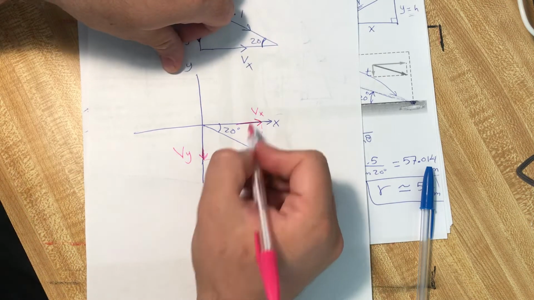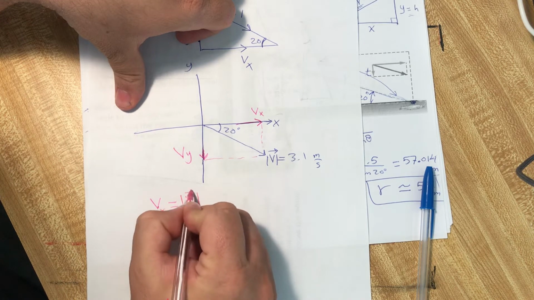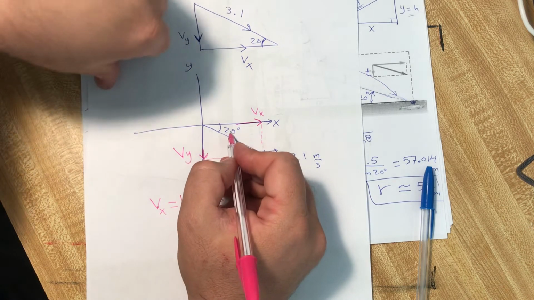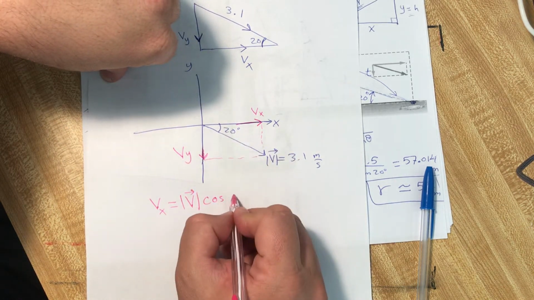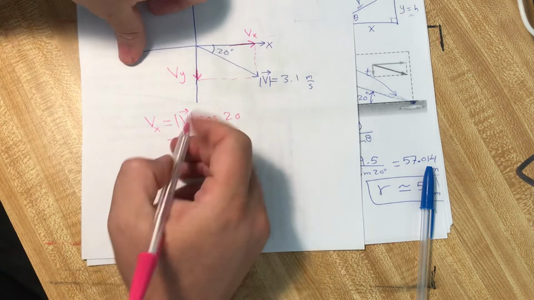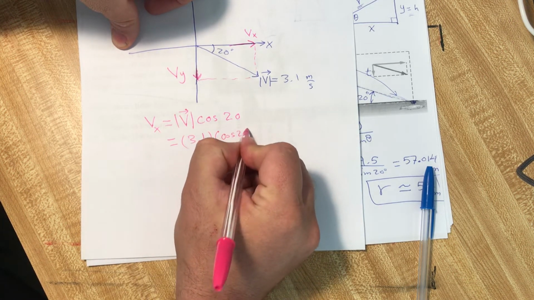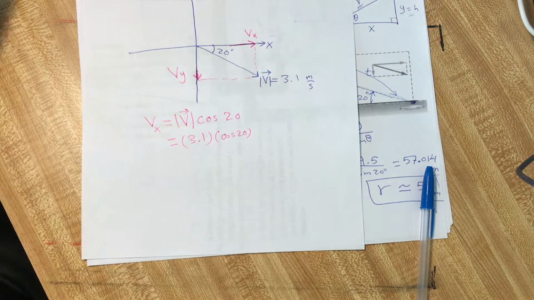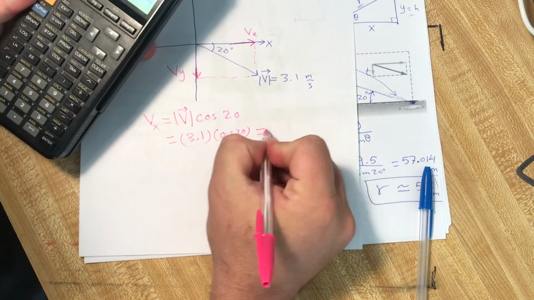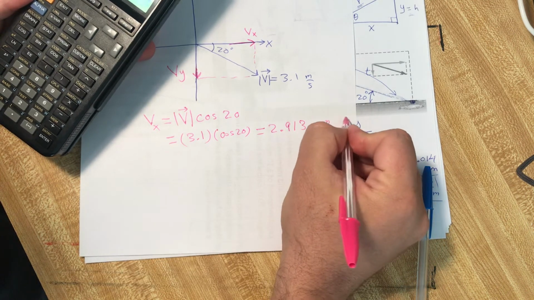Okay, I can now compute Vx, which is equal to V as magnitude times cosine, because for the angle next to the x-axis I use cosine, which is cosine 20. In this case, Vx is equal to 3.1 multiplied by cosine 20, which is equal to approximately 2.913 meters per second in x direction.